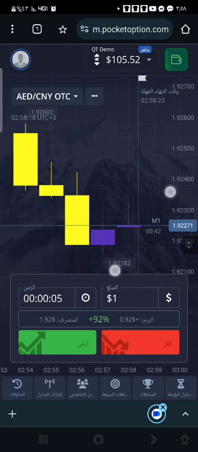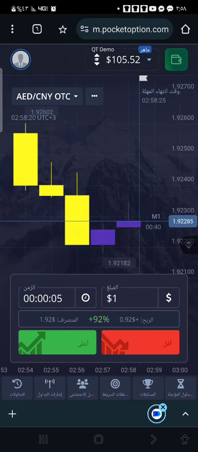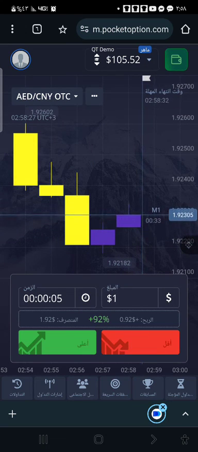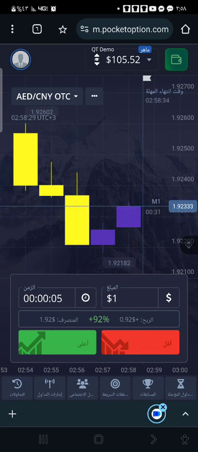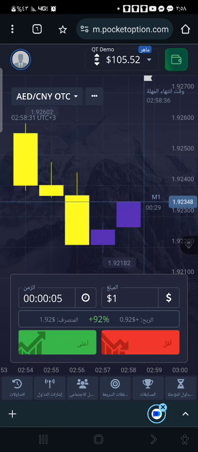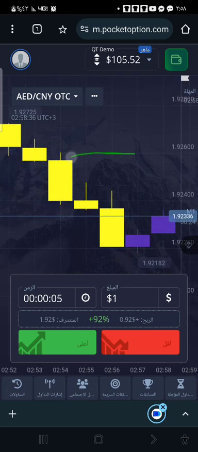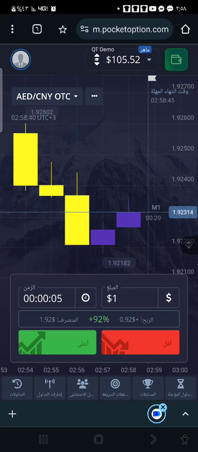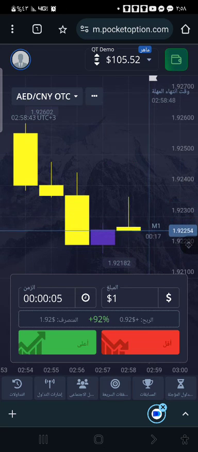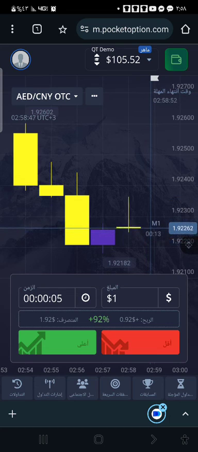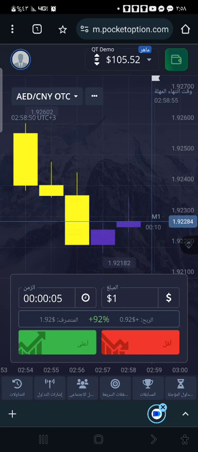on the angle, there was a fall and then a rise back up. So we enter a buy trade in the second number 9. It's a simple and easy strategy. If you lose, you compensate in the next trade in the second number 9.